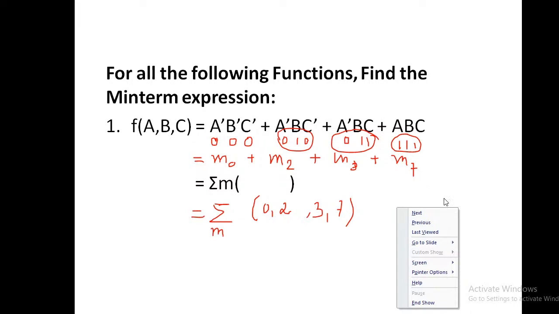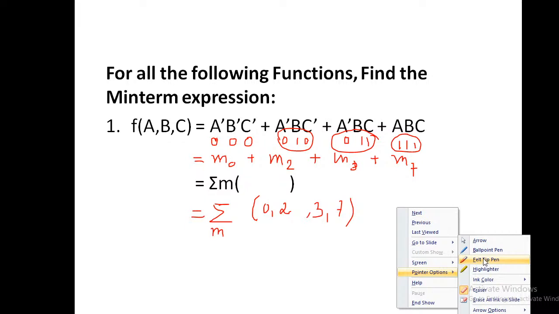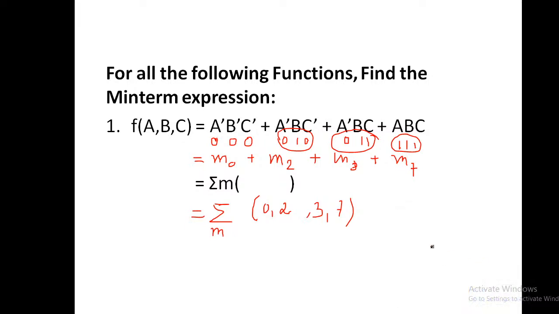Okay, now let's see another example. This is the second type of question. I will give you one function and from the function you have to find out the... okay, I am explaining this another. Just wait, I am just explaining this one.